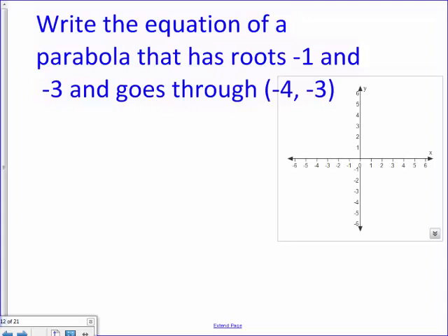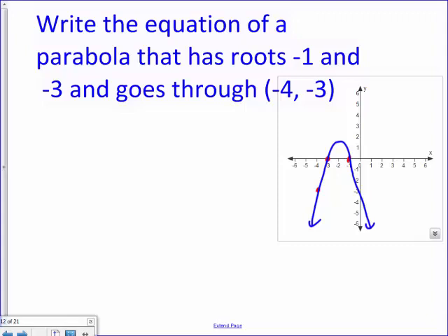Let's try one right here, where it gives us the roots. All right, so let's graph this first. It's got a root at -1 and a root at -3, and it goes through (-4, -3), which is somewhere around here. So it looks like our graph is going to come up like this and drop back down like that. Pretty ugly, but did the best I could. It might get a little bit higher. We'll find out.